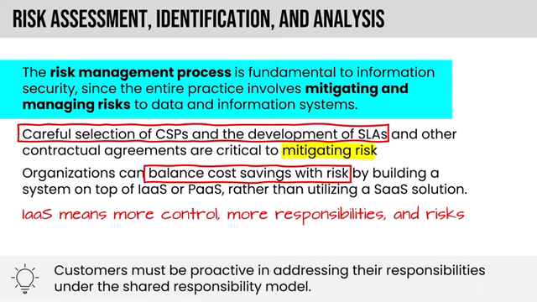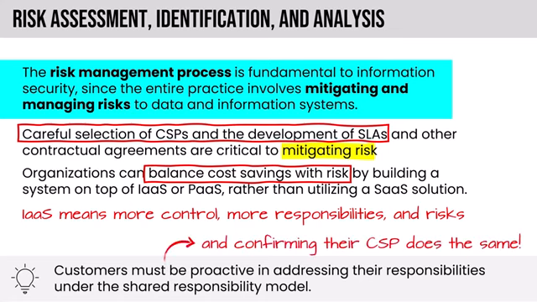Customers need to be proactive in addressing their responsibilities under the shared responsibility model and making sure that their CSP does the same. And that last point is important because even when a CSP cloud service of one form or another doesn't meet its mandated contractual SLA, it doesn't mean every CSP is going to proactively give you a partial credit in response to that SLA breach. I've seen CSPs that have a major outage and they come back and provide a partial credit to customers due to the SLA failure. I've seen others that definitely do not.